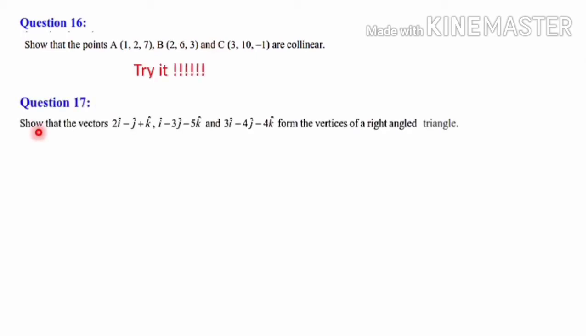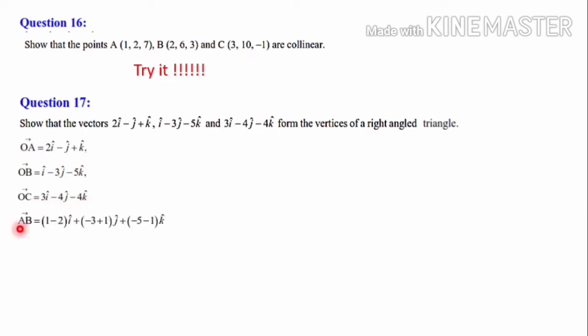Question number 17. Show that the vectors 2i cap minus j cap plus k cap, i cap minus 3j cap minus 5k cap, and 3i cap minus 4j cap minus 4k cap form the vertices of a right angle triangle. So here 3 position vectors are given to you. Let's take these vectors as OA. The position vector of A is 2i cap minus j cap plus k cap. Then OB, the position vector of B, is i cap minus 3j cap minus 5k cap. And OC is equal to 3i minus 4j minus 4k.